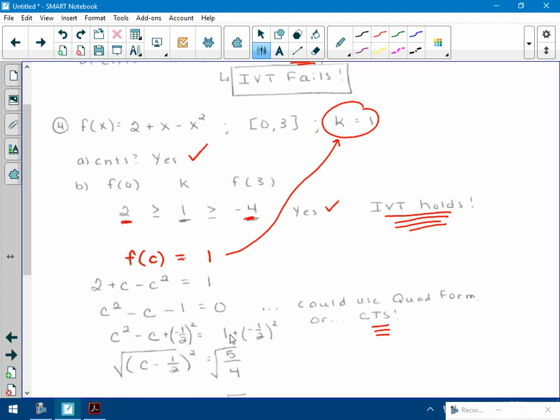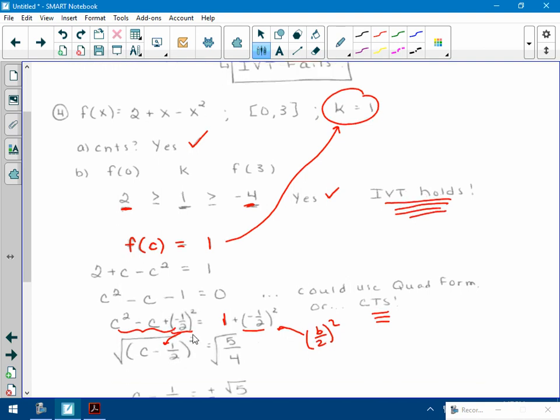I moved the constant over, that's where this 1 came from. We add, remember this is b over 2 squared. I added that to both sides. B, the number in front of this term, is negative 1. So negative 1/2 squared got added to both sides. Remember how complete the square works? This will turn this into c minus 1/2 squared. This is really 1 plus a fourth, so that's where the 5/4 came from.